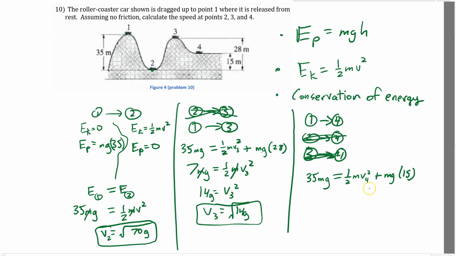So now it looks like the last one where we have to subtract this term from both sides, and this time you get 20 mg after you do that subtraction. And then if you solve for v4, the m's cancel. You'll get v4 equals the square root of 40 times g. The 40 comes from multiplying both sides by 2 to get rid of the half. And just checking it, it looks like v4 should be faster than v3, which it is, but it should probably be slower than v2, which it is.